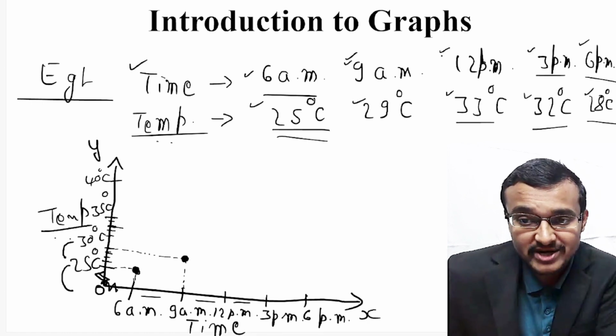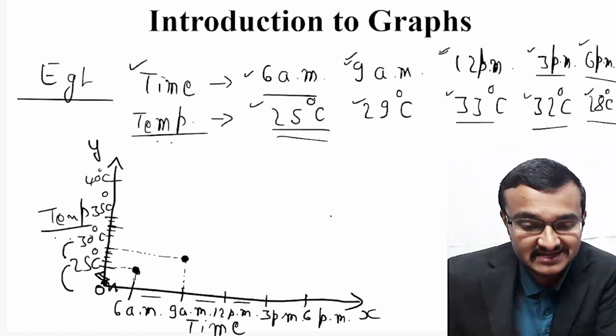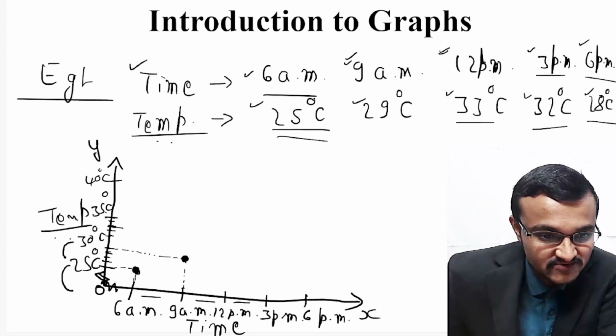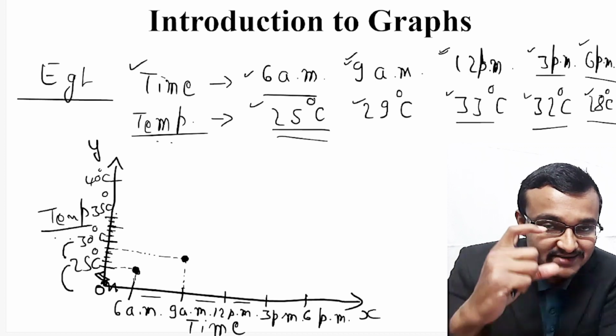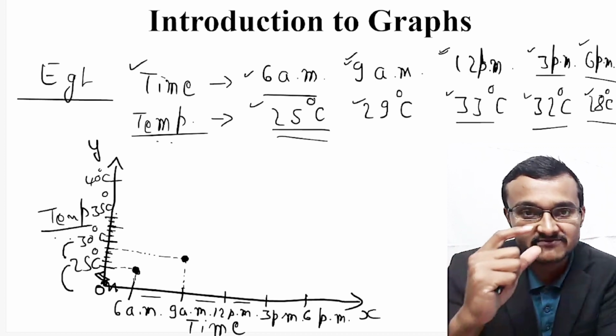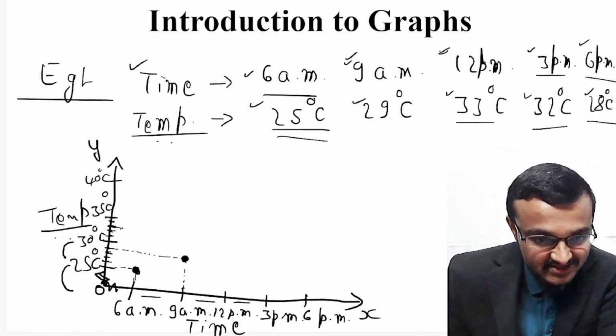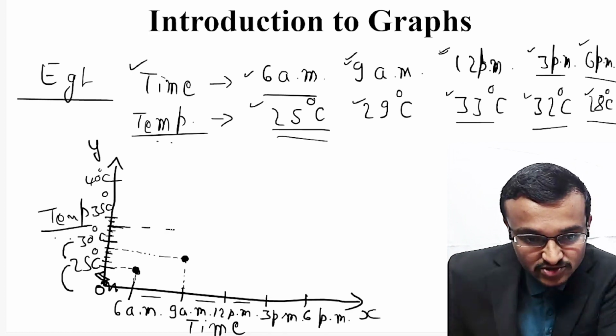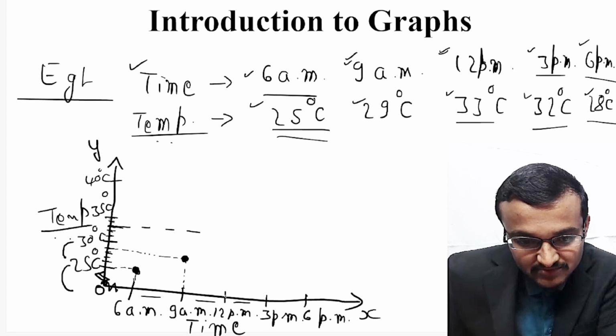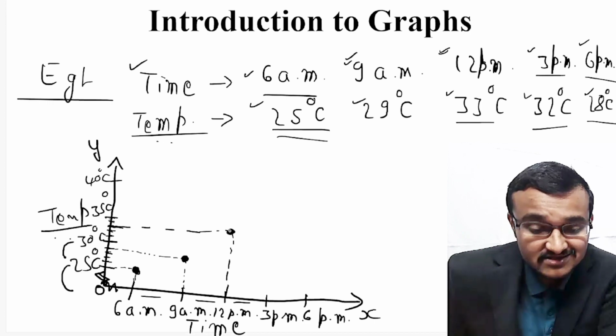The third data point is 12 p.m. and 33 degrees Celsius. 33 degrees Celsius will be in between 30 and 35. If you take this as 30, this will be 31, 32, 33, 34, 35. So you can make 5 divisions in between 30 and 35, and the third division will be your 33 degrees Celsius, this one. From here you can draw a perpendicular line, and from 12 p.m. also you can draw a perpendicular line like this, and the point where they meet each other is the third data point on this graph.